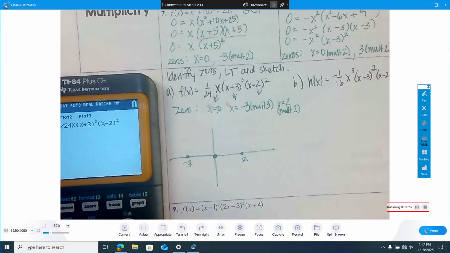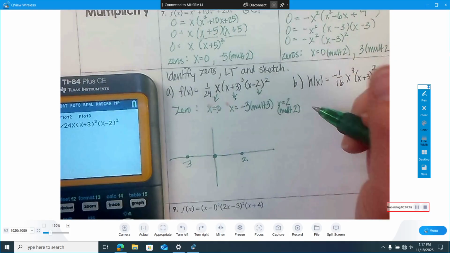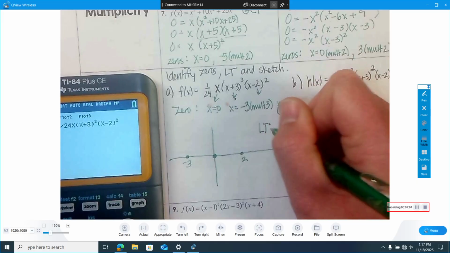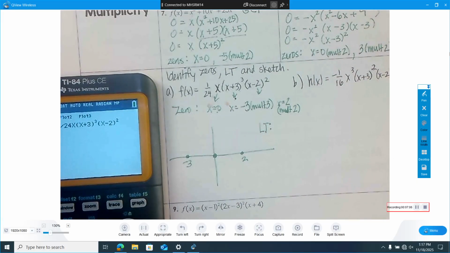And I don't know exactly what it would do. The other thing I need to think about is the leading term. So what is our leading term here? Well, how do we figure that out? The leading term is the highest power of x. Imagine if we were to multiply all this together. What would the degree of x be?